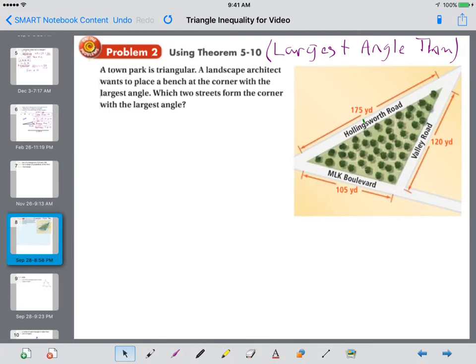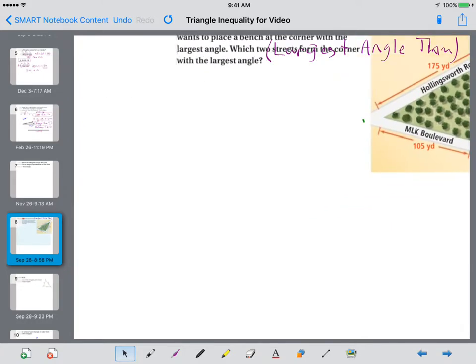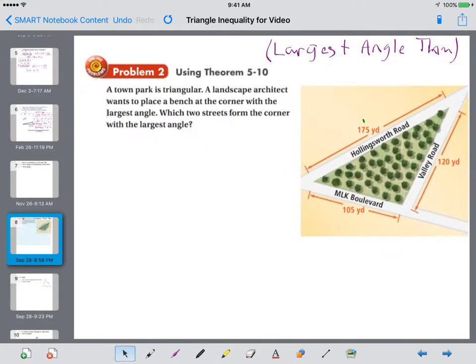Let's take a peek. It says a town park is triangular. A landscape architect wants to place a bench at the corner with the largest angle. Which 2 streets form the corner with the largest angle? So remember, the angle here is going to be opposite the biggest side. I should get a pen out so I don't move that.